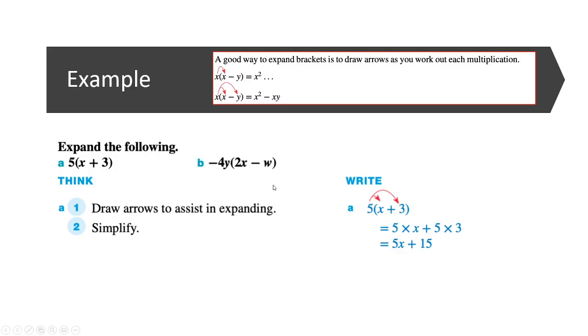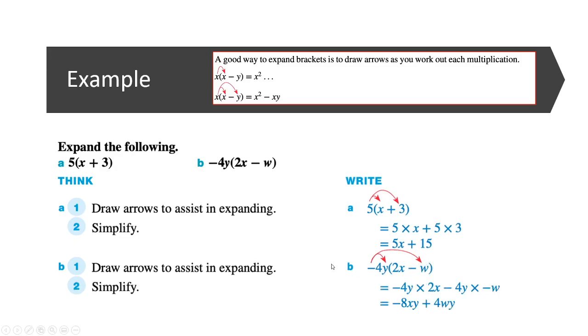Now let's try it with this second equation. Same thing, we're going to draw some arrows to help us. We're going to get this negative 4y multiplied by the 2x, and then negative 4y multiplied by this minus w.